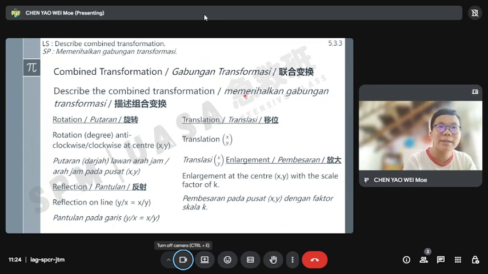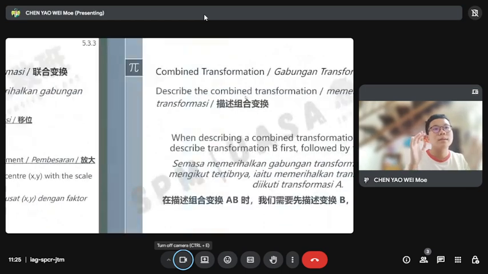For enlargement, this one I teach you. It's kind of like the rotation, but somewhat different. Enlargement at the center with the scale factor of k. Either you can write scale factor k equals to something, or scale factor of something is acceptable. The answer is like this. You have the answer for that 1 mark. If not, no mark. No need to use your bombastic English to write the answer. Just use simple English.